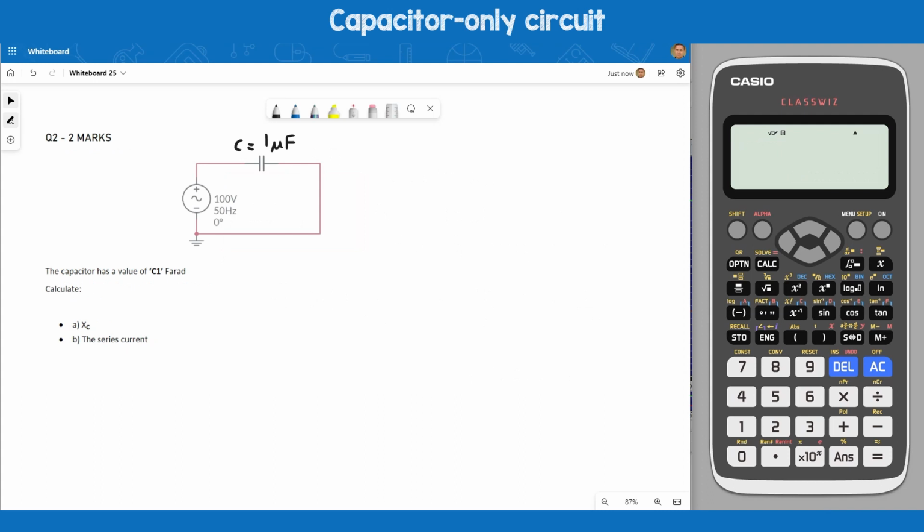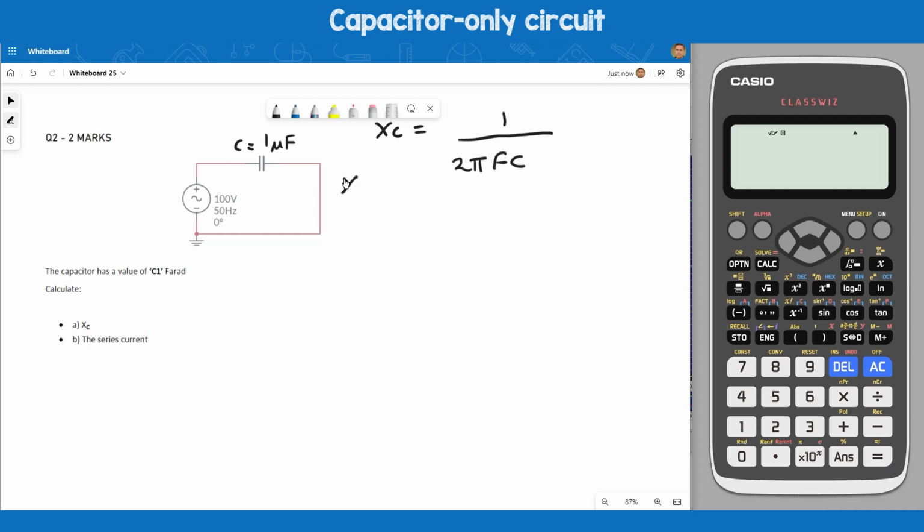So question 2 is very similar. We have just a capacitor and an AC supply. The capacitor has a value of 1 microfarad, or 1 millionth of a farad, which is 1 times 10 to the minus 6 farads, and we're asked to find XC, the capacitive reactance, and the series current. So we'll start with XC. That's the reactance of this capacitor in ohms, and it's 1 over 2 pi times the frequency times the capacitance.